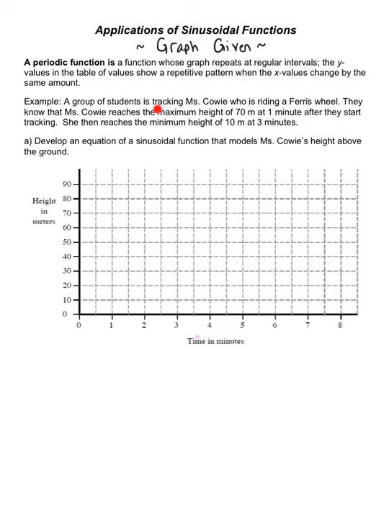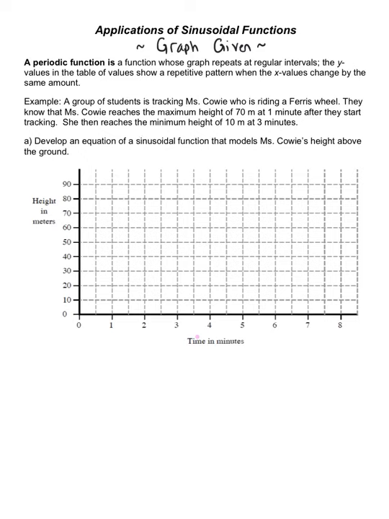Here we have a group of students who is tracking Miss Cowie, who is riding a Ferris wheel. They know that Miss Cowie reaches a maximum height of 70 meters at 1 minute after they start tracking. She then reaches a minimum height of 10 meters at 3 minutes. We are then asked to develop an equation that models the situation.